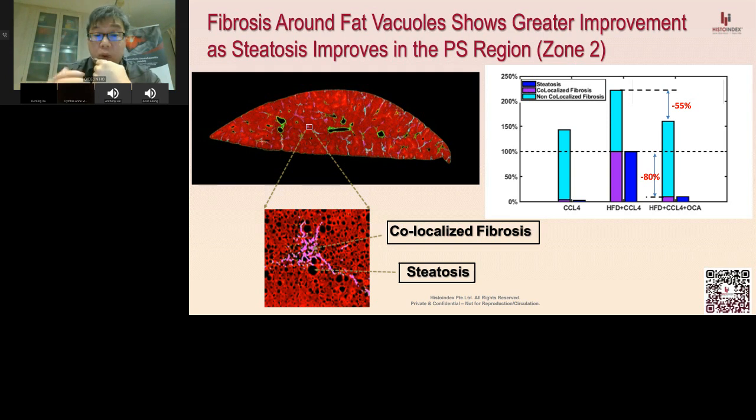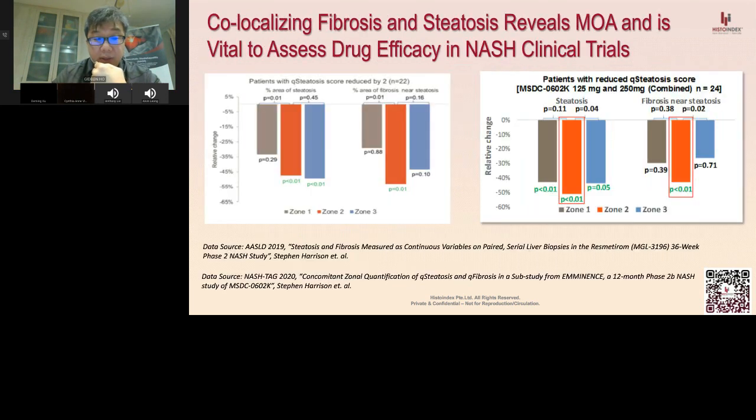So that's what happens. What I'm going to show you next is that what we have seen here and have done in preclinical NASH, we have also demonstrated in NASH clinical trials. As an example shown here, in two separate NASH phase 2 trials, phase 2B to be exact, that we presented during AASLD 2019 and NASH-TAG 2020, just earlier this year. It shows how, by co-localizing fibrosis and steatosis in all three zones of PT, PS, and CV, it reveals the MOA of the drug, as I've explained previously, and is vital to evaluate the drug efficacy and how that information could be used in the design of the phase 3 trials, as well as in the sponsors' discussion with the various agencies, whether it's the FDA or EMA or NMPA.